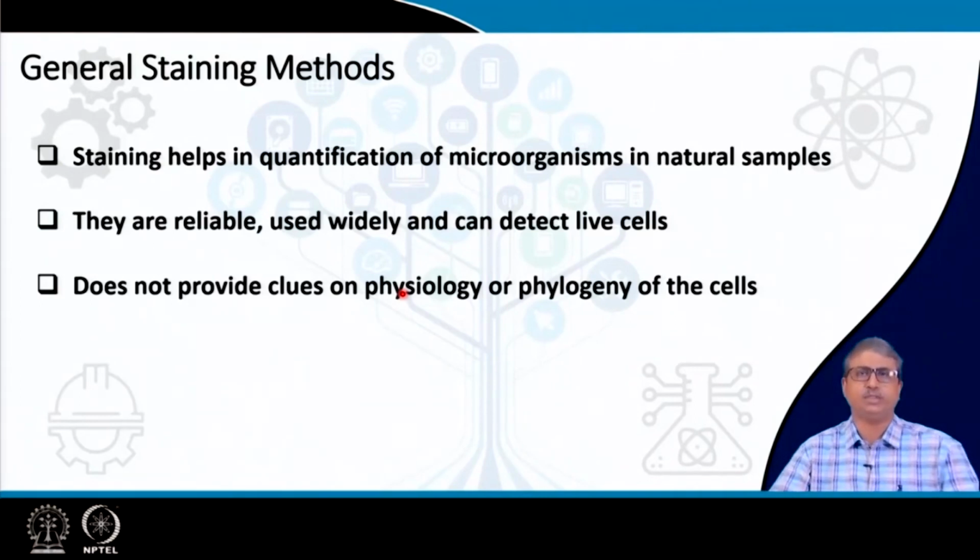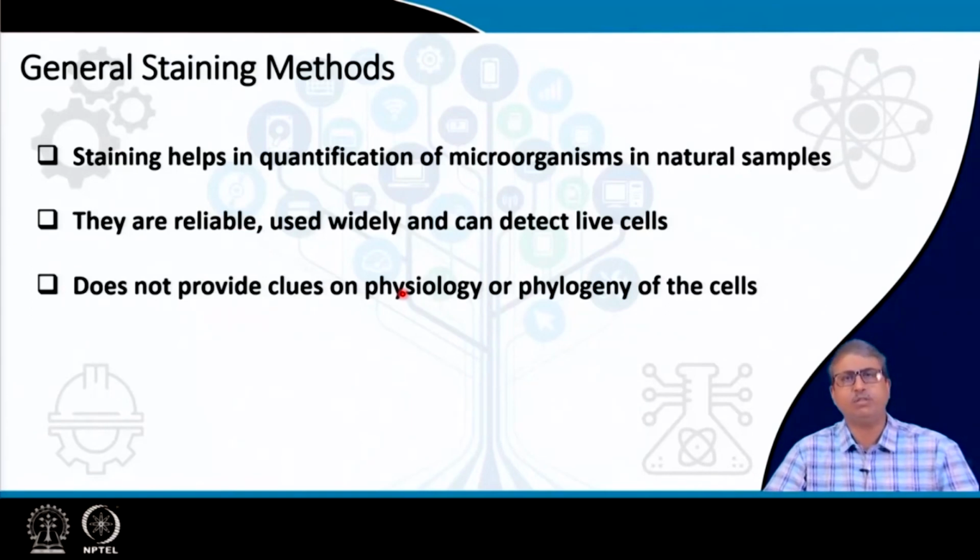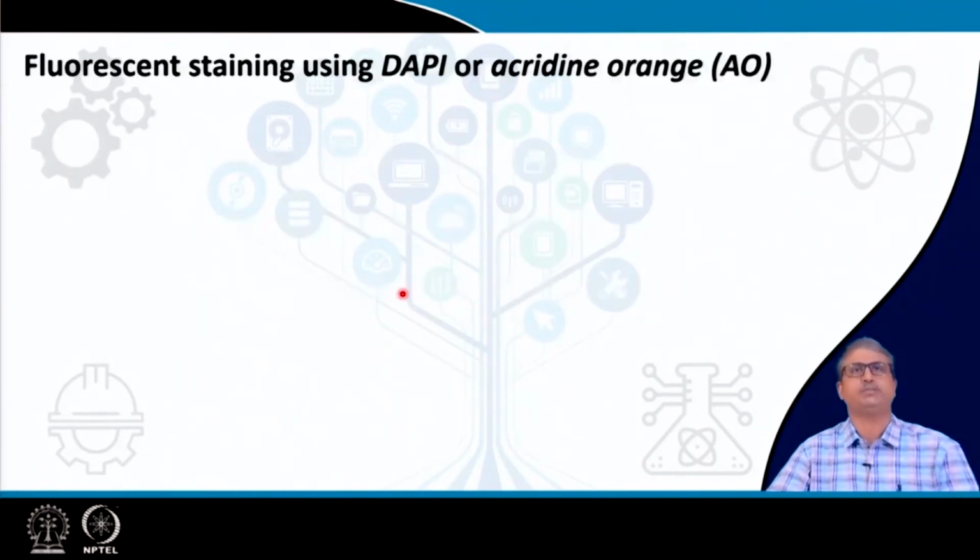Or the phylogeny of the cells. Phylogeny of the cells means their affiliation. Do they belong to some kind of taxa or taxonomy group which is considered to be pathogenic, like a Vibrio type of organism, or are they organisms generally associated with producing certain other chemicals which might be toxic to humans or other organisms? So, we are unable to ascertain any such information with this general staining based method.